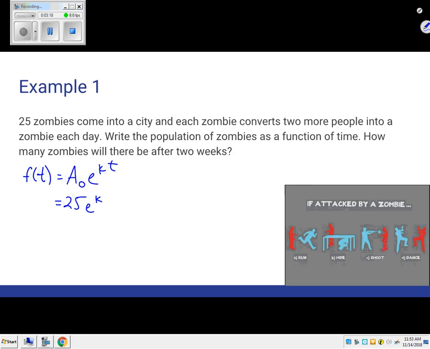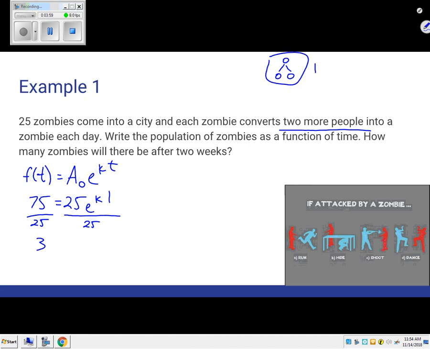But what I do know is this information right here: converts 2 more people. So it means 1 zombie is going to convert, and 2 more are going to come out. So I'm going to have a total of 3 by day 1. That means after 1 day, putting that 1 day in for time, I'm going to have 3 times as many zombies if every zombie converts 2 more people each day. So it's tripling every day. So I'll just triple my initial amount and put it over here. Now what I want to do is solve this for k. So I'm going to divide both sides by 25.